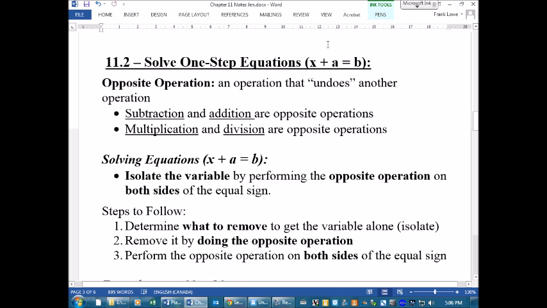I'm going to use the phrase opposite operation quite a bit. When we say opposite operation, first of all, operation means adding, subtracting, multiplying, and dividing. But we have opposite operations, and they are operations that undo the other operation. So, for example, subtraction is the opposite of addition. Multiplication and division are opposite one another.